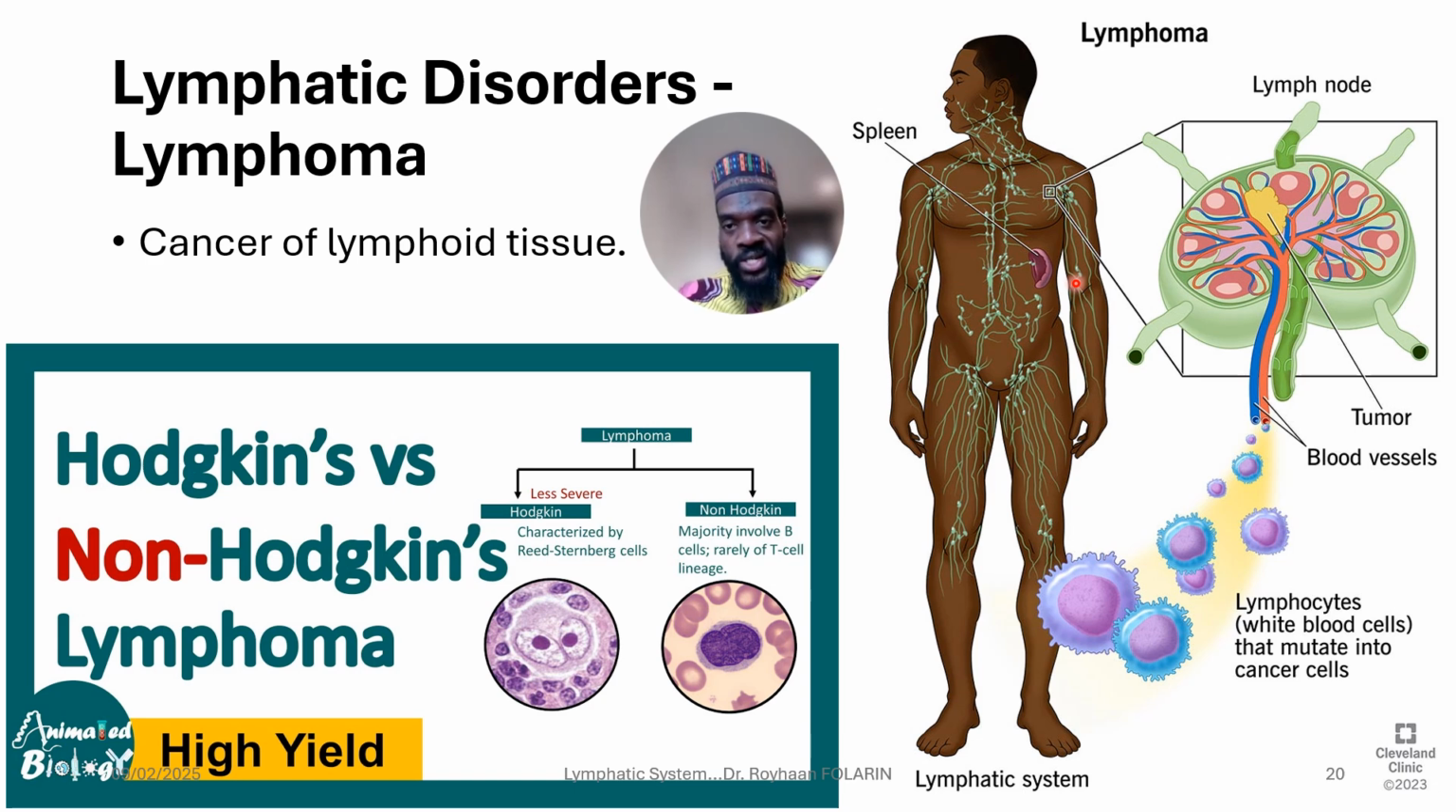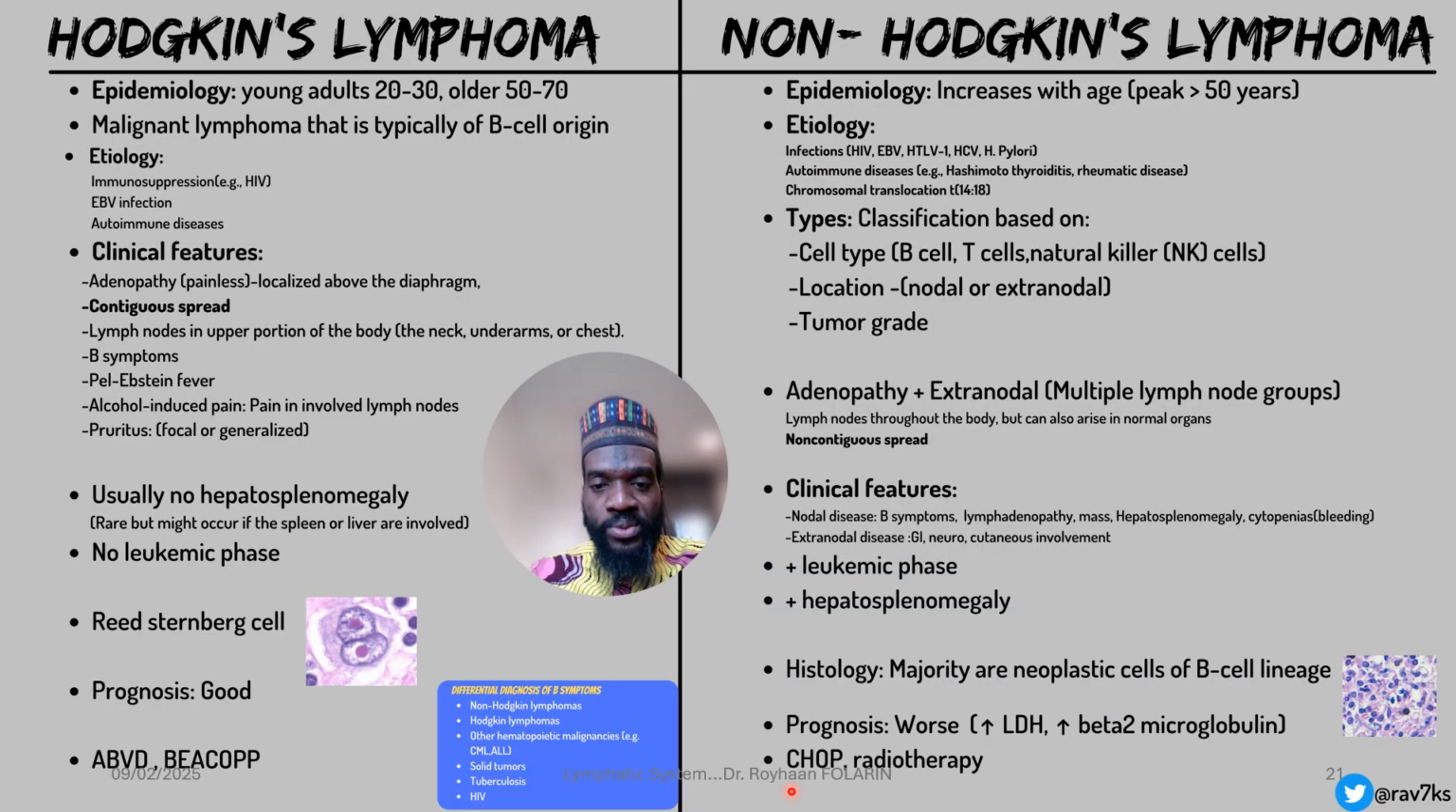But the thing is, Hodgkin lymphoma, the one with the Reed-Sternberg cells, generally has a higher cure rate, while the non-Hodgkin usually has a poorer prognosis, as contained in this comparison we have in this next slide. So the prognosis for Hodgkin lymphoma is usually good, while it's worse for non-Hodgkin lymphoma. You can study this chart further for comparison between the Hodgkin and the non-Hodgkin lymphoma.